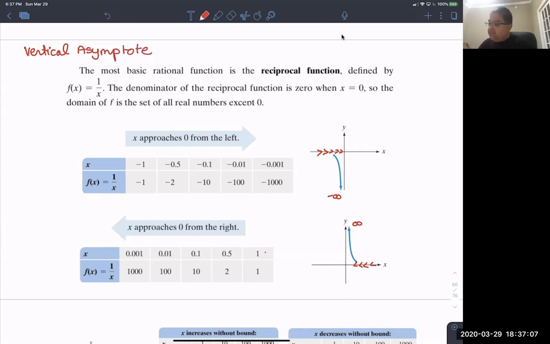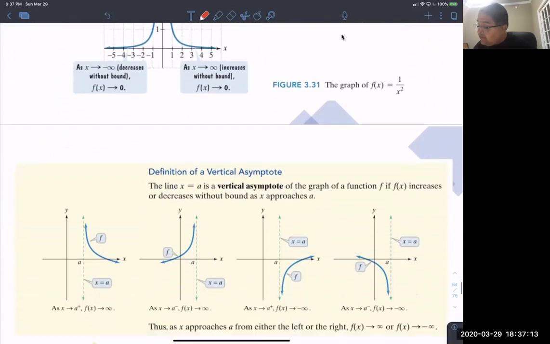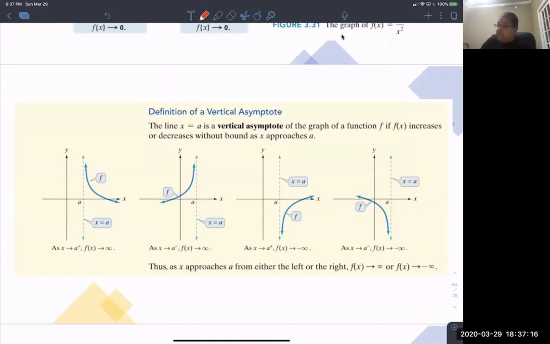A vertical asymptote is defined as: as x approaches any number from left or right, f of x either goes to infinity or negative infinity. Let me repeat that. A vertical asymptote occurs when, as x approaches a number from the left or right, so as your input approaches a certain value from the left or right, your output, f of x, shoots off into either infinity or negative infinity.